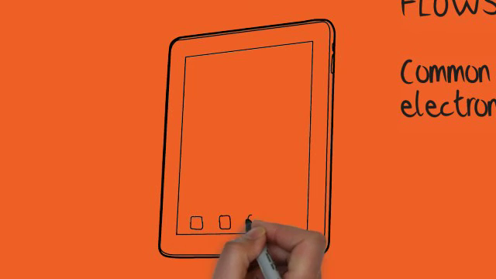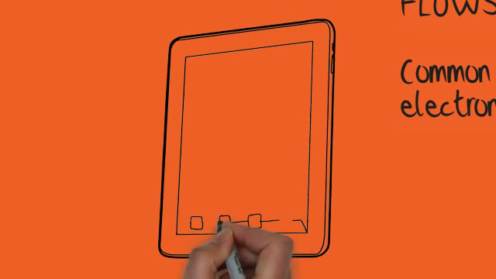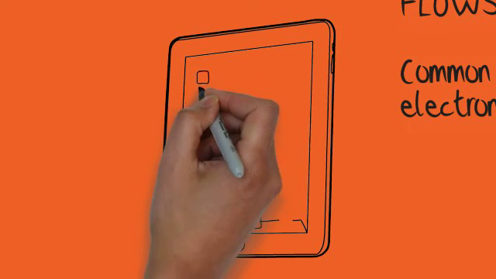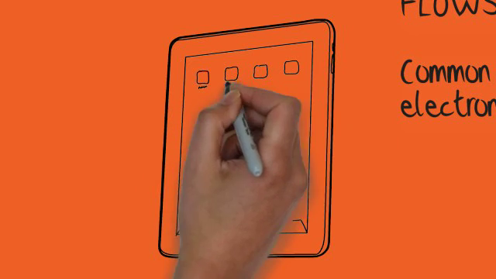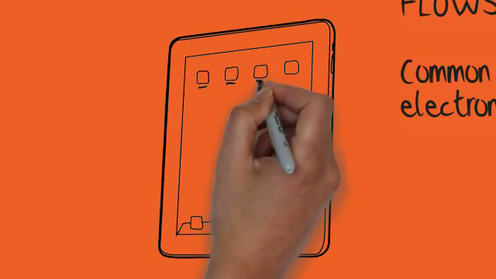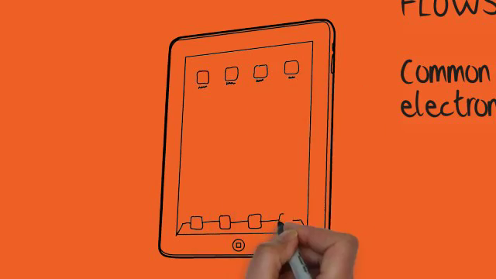Also very common, we can think about electronic goods: TVs, laptops, smartphones, tablet computers. These are also identical products. The components inside are the same.